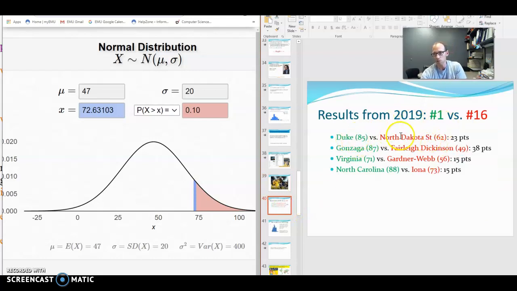We have a couple. Duke played North Carolina State. All of these were the number 1 seeds, and all of the number 1 seeds beat the number 16 seeds back in 2019. So what I'm saying is, let's take a look at how many points the number 1 seeds won by. In other words, when a really good team played the lowest team in the tournament for their region, how much did the number 1 team win by? In this case, 85 minus 62 is 23, so they won by 23 points. Virginia beat Gardner-Webb by 15 points, and so on.